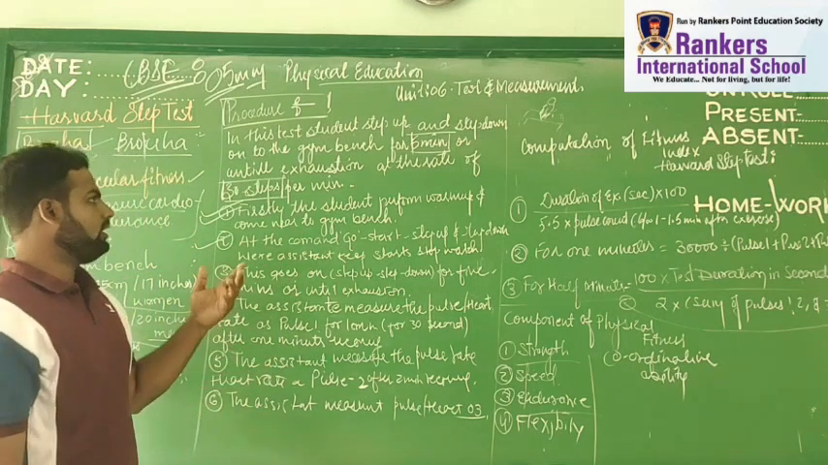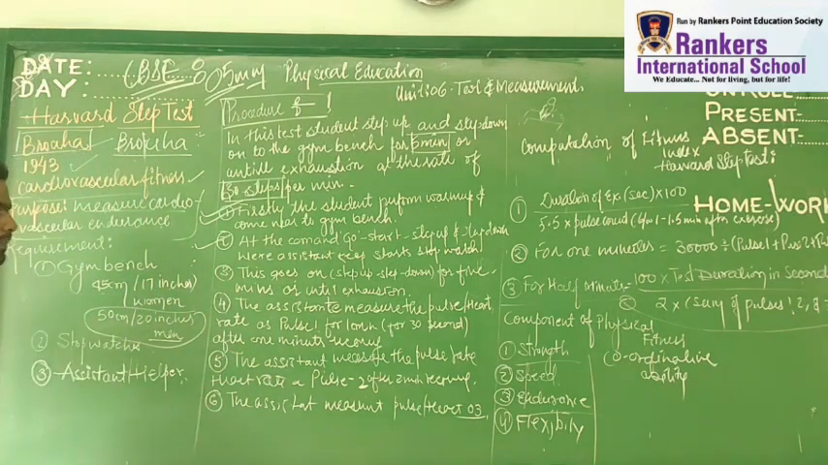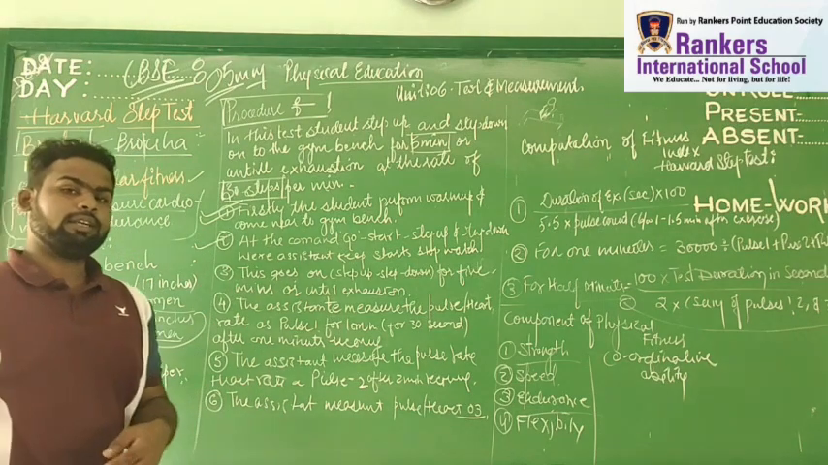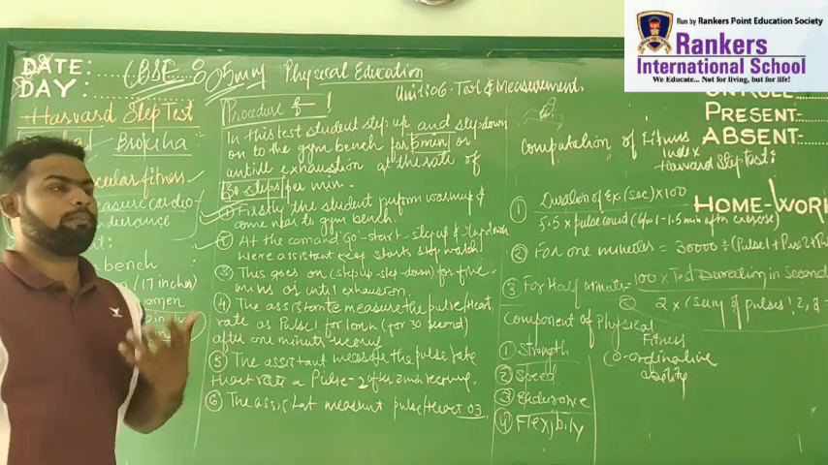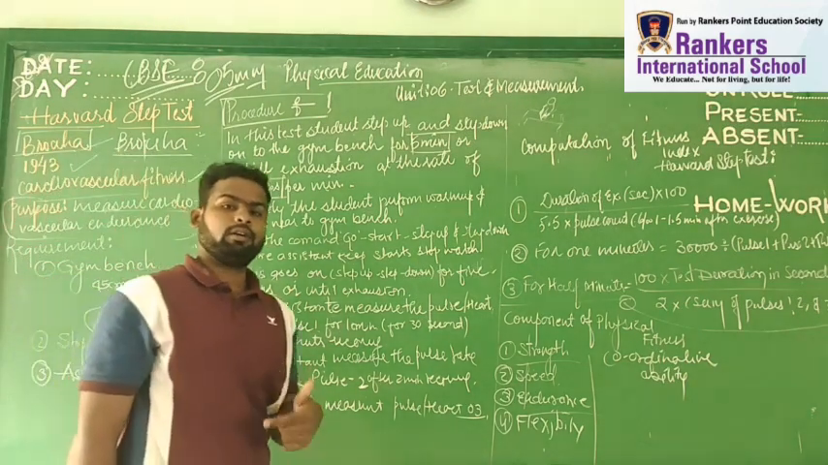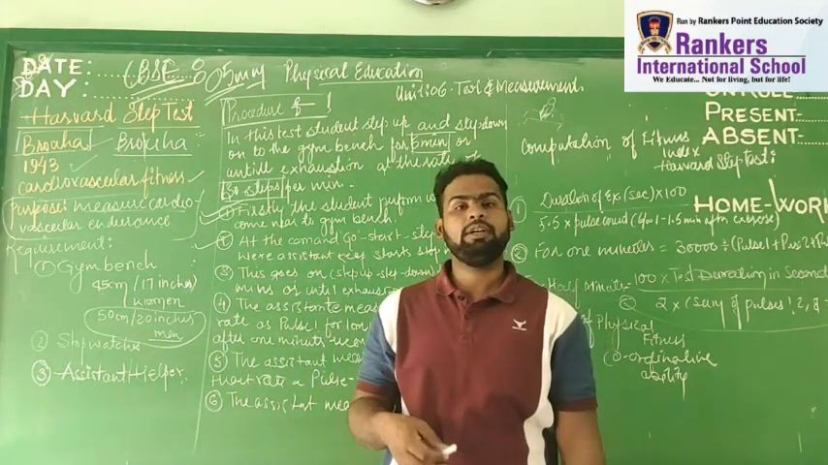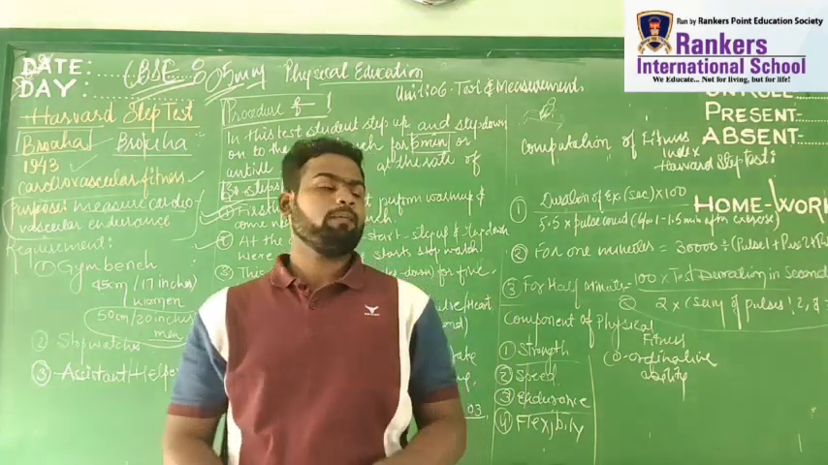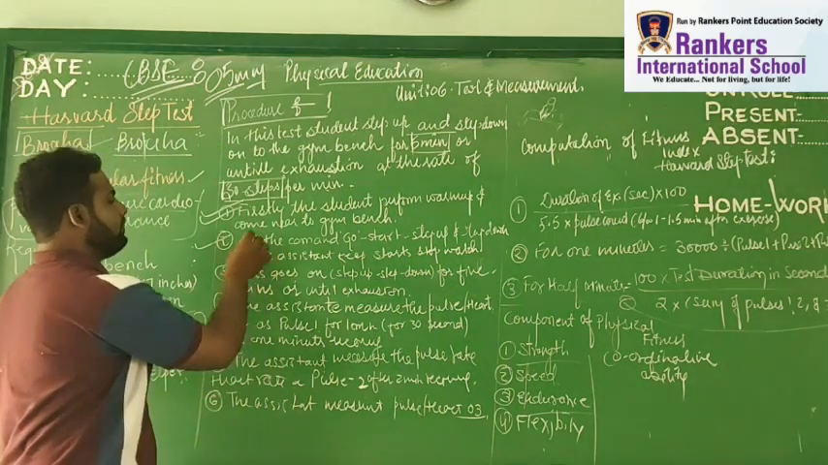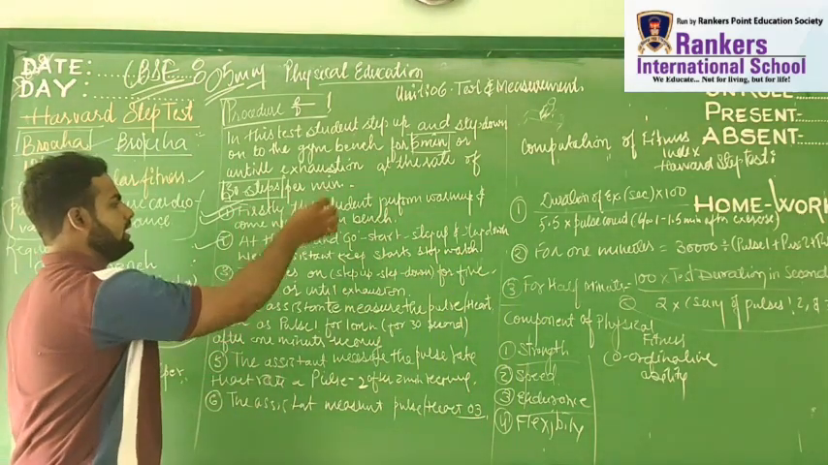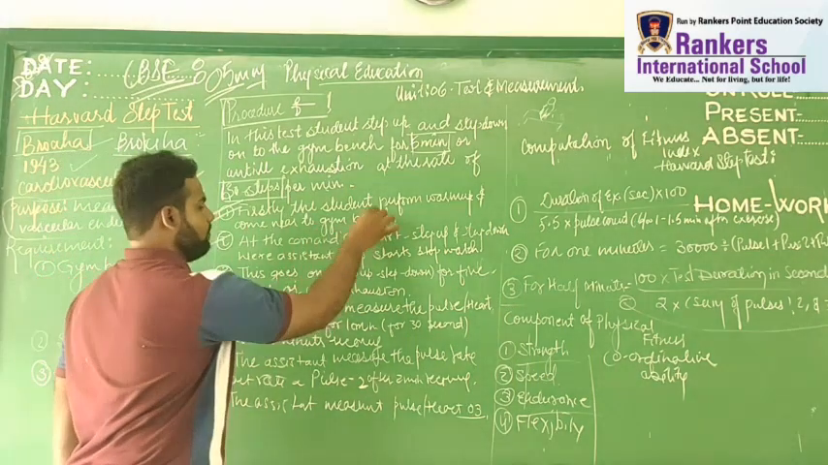It means there should be 30 steps in a minute, and after the 30 steps there will be the measurement of the pulse. What is the pulse rate of the individual after every minute? So after every minute we'll measure the pulse rate. So the first step is clear: the first is warming up, second is the gym bench.